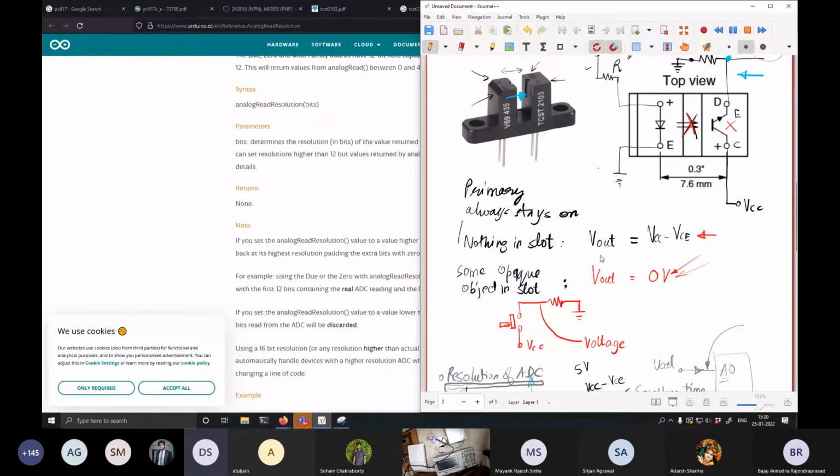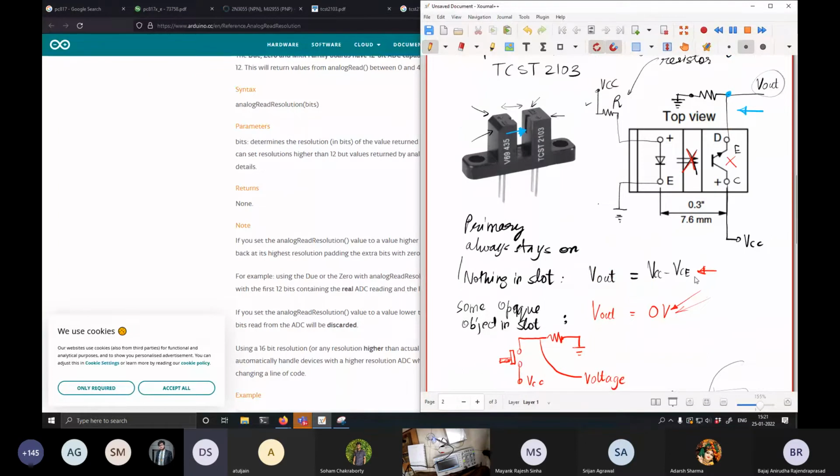Okay. So nothing in slot, V out is equal to VCC minus VCE. Something opaque in the slot, V out equal to 0. By 0, I mean something which is low, because ambient light and all is there. Is it clear? Whoever asked the question, I could not get who asked the question. Yes, sir. All right.